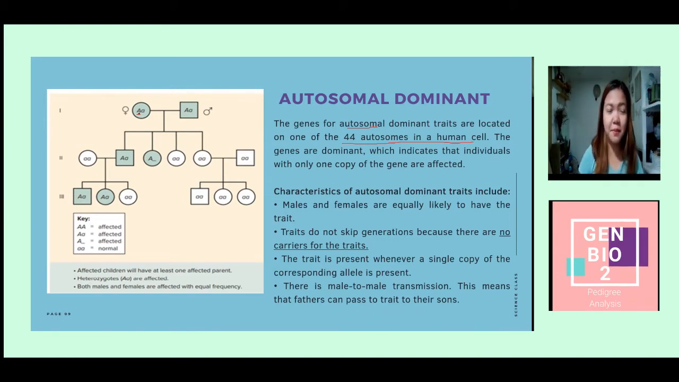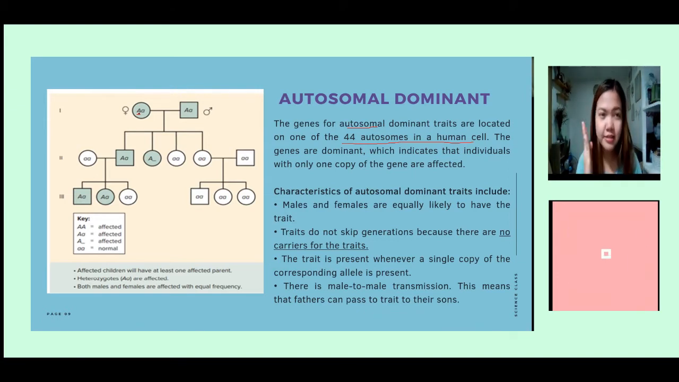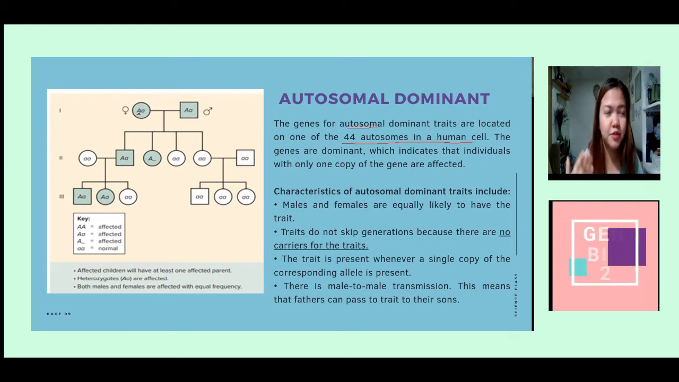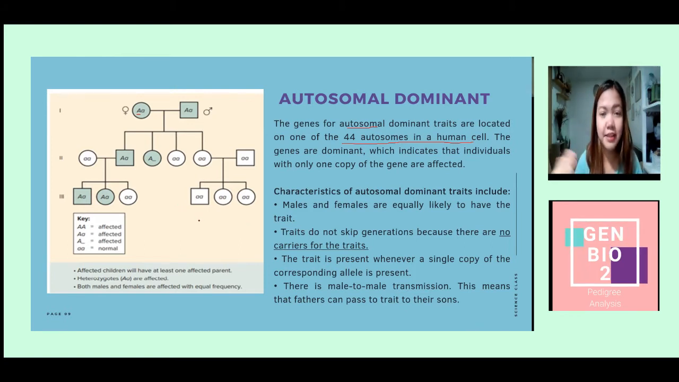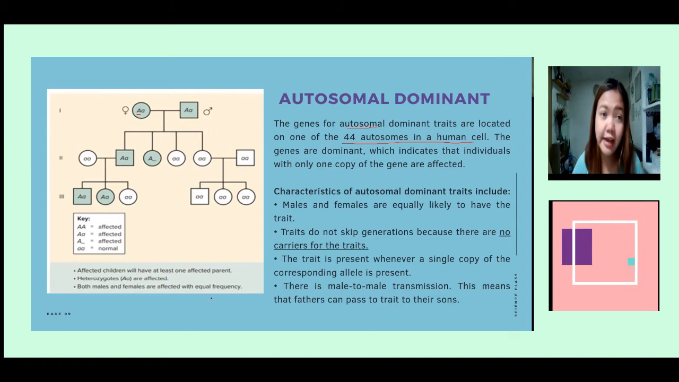So, ganun kasi diba pag dominant trait. Kahit isang allele lang, i-express mo pa rin. So, you don't just carry the trait, you express it. That's why in autosomal dominant pattern of inheritance, wala tayong carriers. Kasi i-express nyo yung recessives.